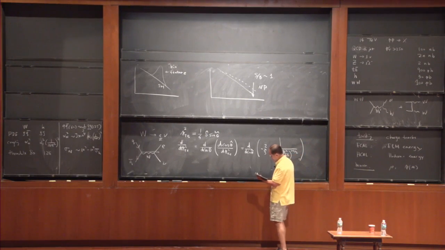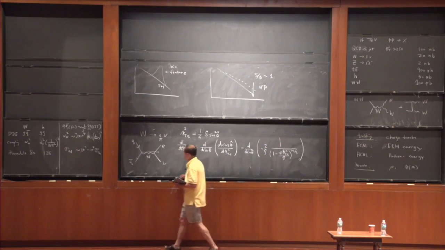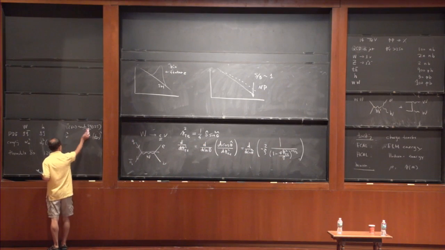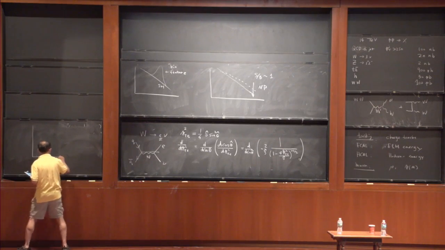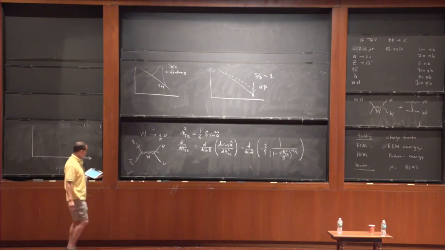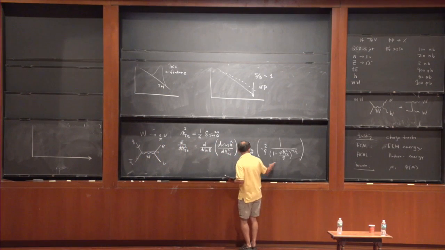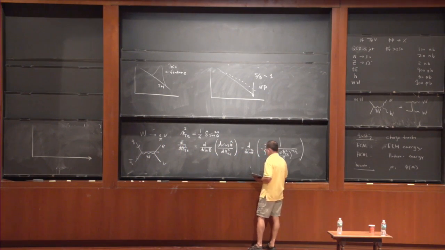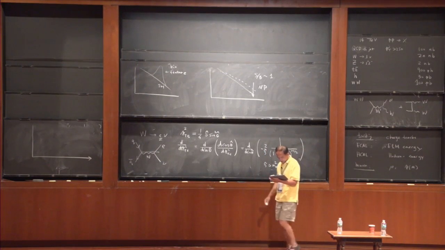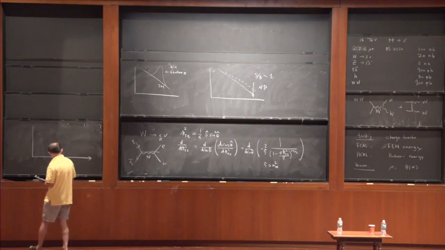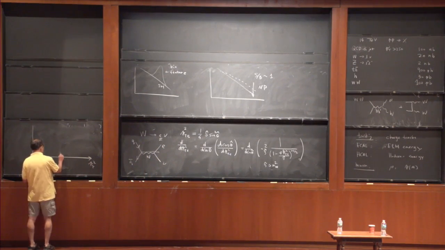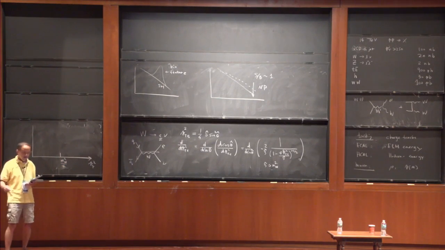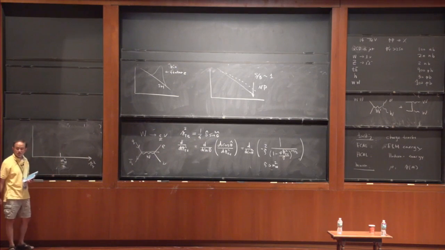So this mainly tells you one thing. What is the PT distribution going to look like? First of all, I'm producing this W on shell, so this s-hat is just M_W squared. So what is the PT distribution in terms of PT squared? First of all, it ends at M_W squared over 4. There's an endpoint here, at half of the W mass.